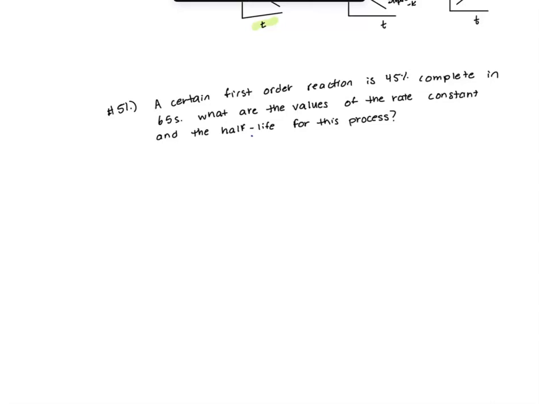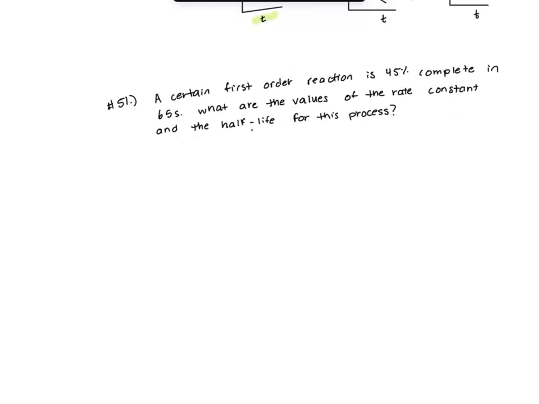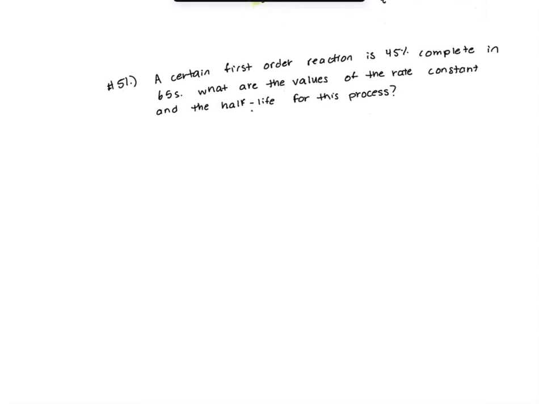All right, so we're going to be doing Zumdahl's chemistry problems, chapter 12, kinetics. We're going to be looking at problem number 51. Problem number 51 says a certain first order reaction is 45% complete in 65 seconds. What are the values of the rate constant and the half-life for this process? So this question is asking for two parts. The first part is going to be figuring out the rate constant, and the second part is the half-life.